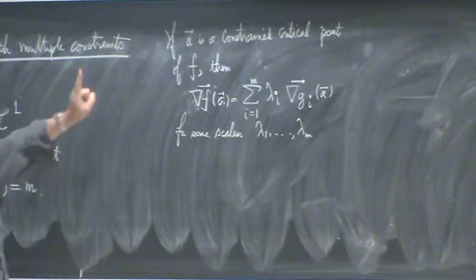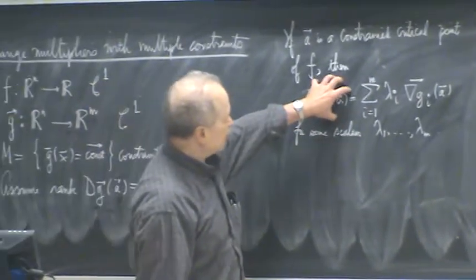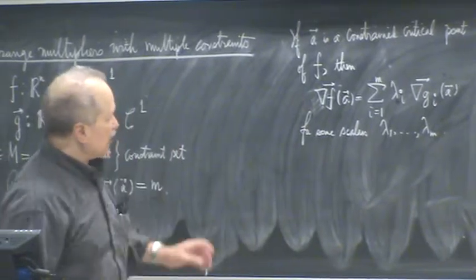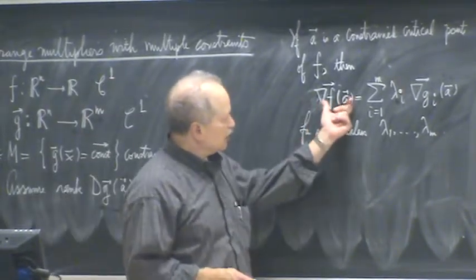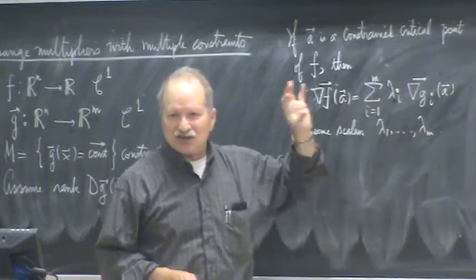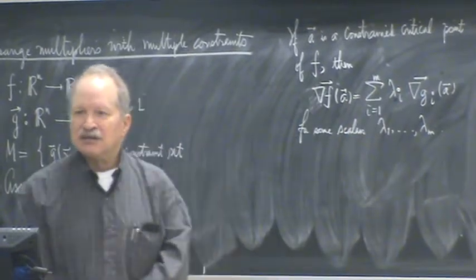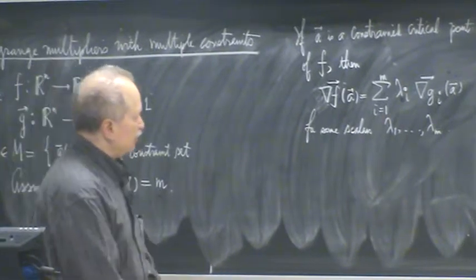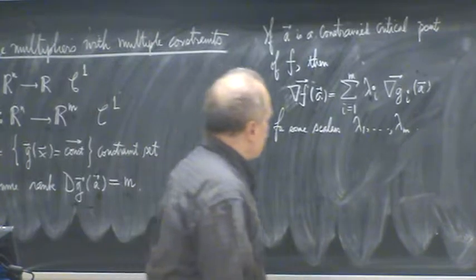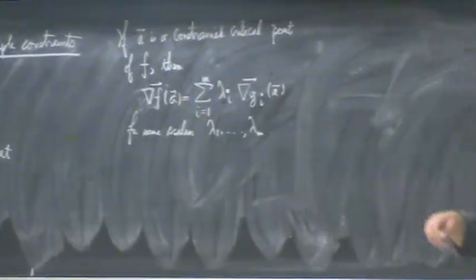So when we had just one constraint, when m was 1, we just said gradient of f is some scalar times gradient g. Now I'm saying that if you have more constraints, the condition is that the gradient of f be in the span of the gradients of the components of g. Okay? So I want to do a couple of examples and then I'll mumble about the proof.